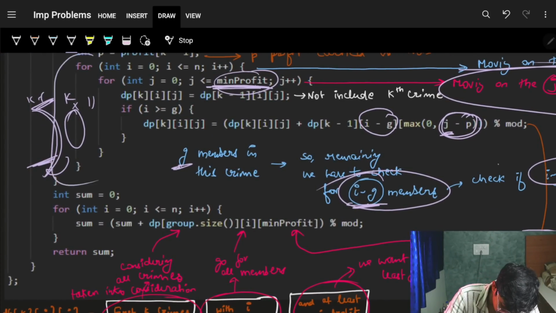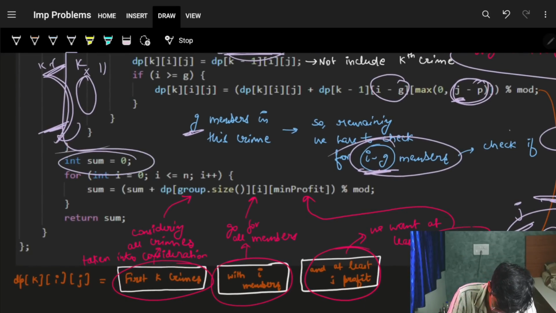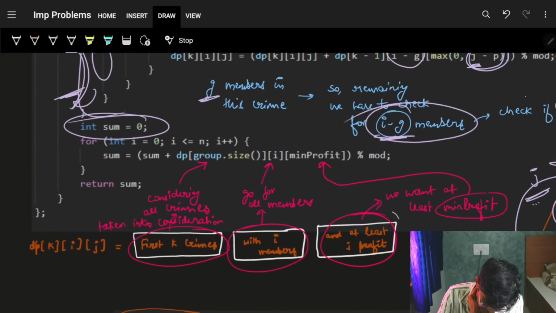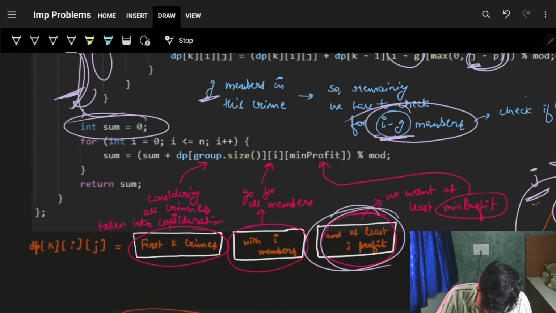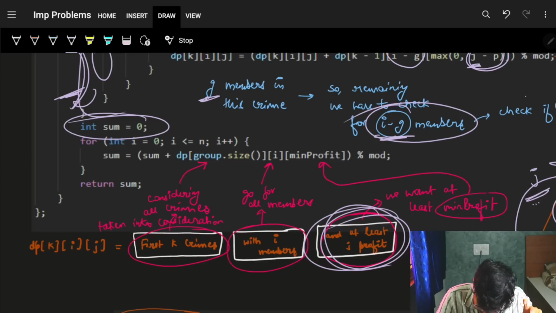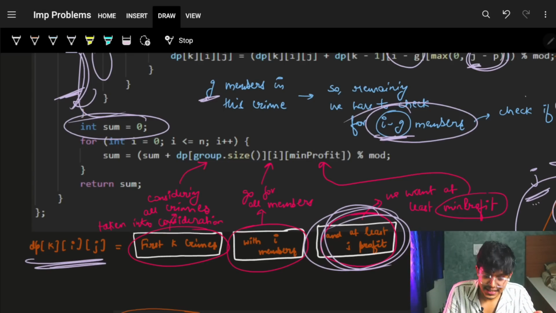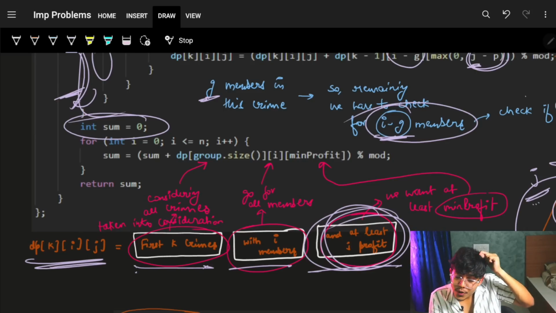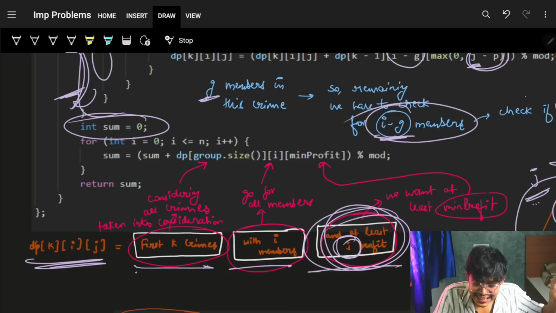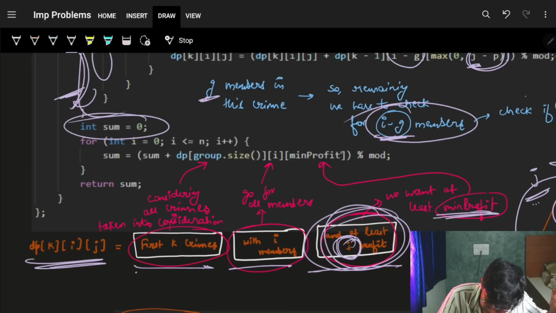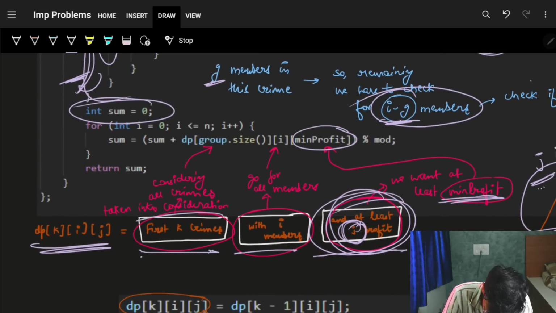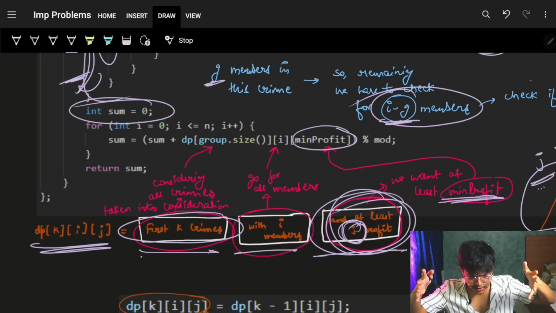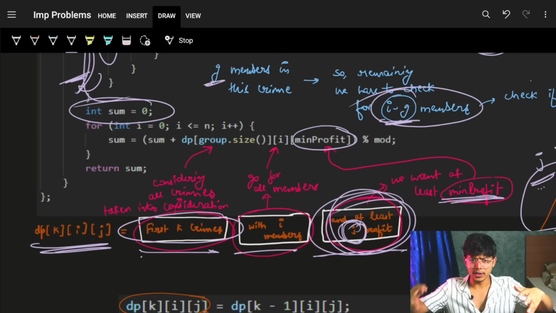Now the part of iteration is done. Ultimately, I just have the sum of every one of those. Firstly, the DP state says the first k crimes with i members and at least j profit. My question says I want at least minimum profit, so instead of j, I put minimum profit. And it also said that I have to consider all the crimes, which means whatever the case, included or not included, I've considered all the crimes.